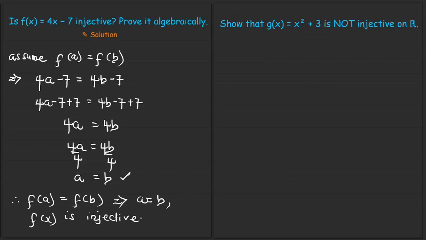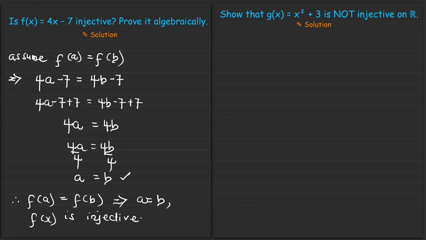Let's look at our second question. It says we are to show that g of x, which is equal to x squared plus 3, is not injective on R. As I said earlier on, there are two ways we can do this. You can either look for two numbers that will give us the same answer, or we can use algebra to do that. Now, for it to be injective, then we have to assume that g of a is going to be equal to g of b.